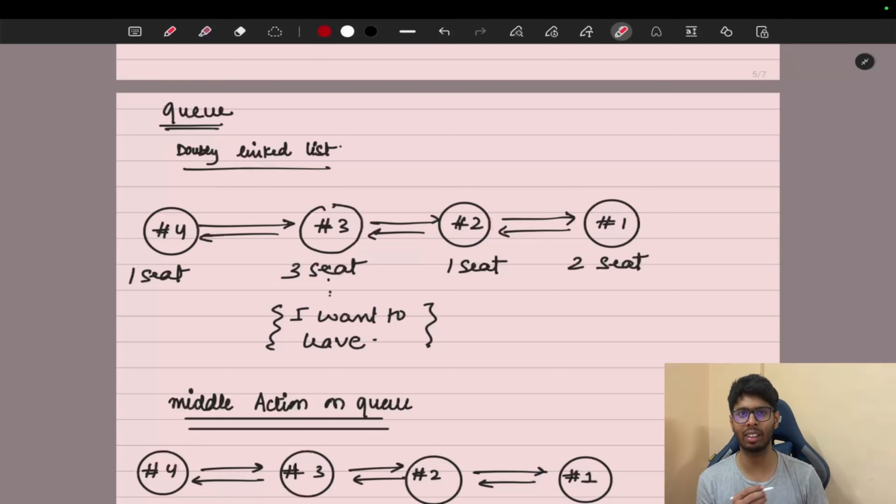Otherwise, we can use any simple structure, like an array or a linked list. But in this scenario, when someone can leave from the middle, we have to use a doubly linked list.